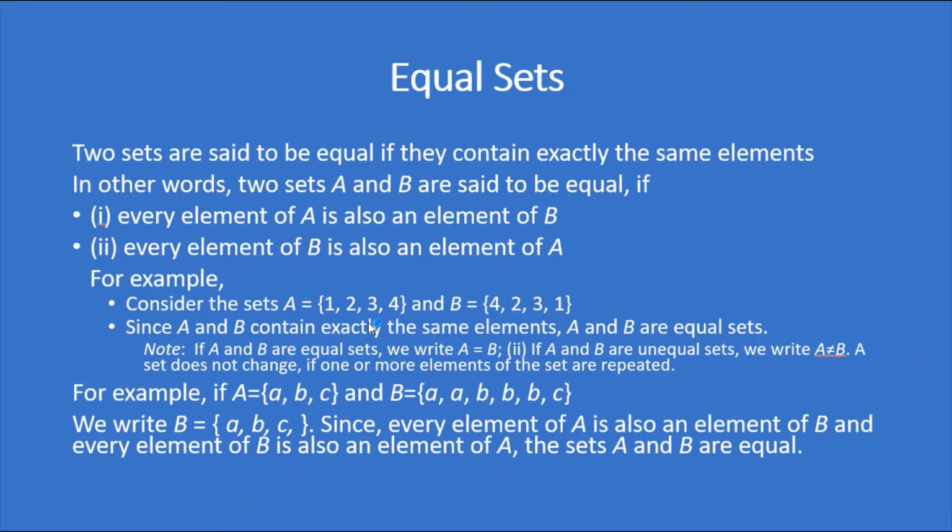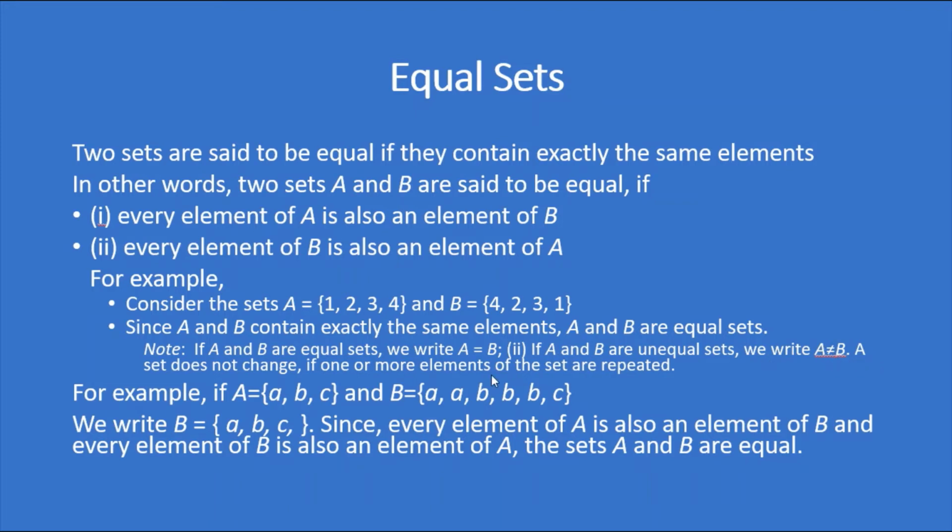Here, 1 to 4 you have in A, and in B also you have 1 to 4. So A and B contain exactly the same elements, so A and B are called equal sets. If A and B are equal sets, we can write A = B. The second point is, if A and B are unequal sets, we write A ≠ B. Note the symbol here, this is the not equal to symbol.